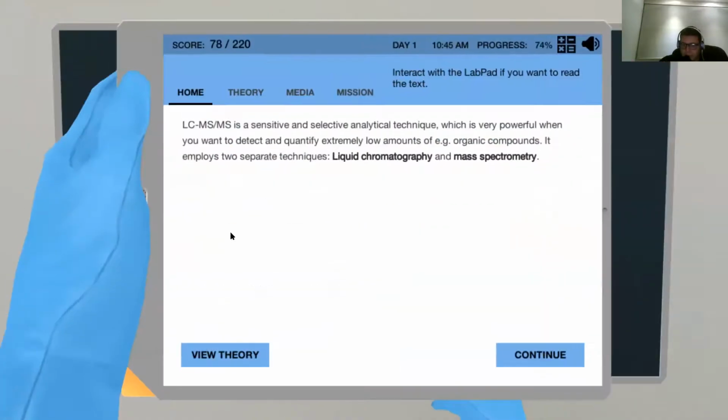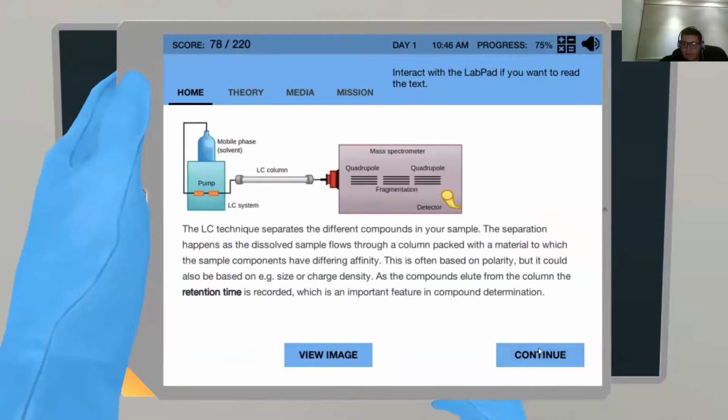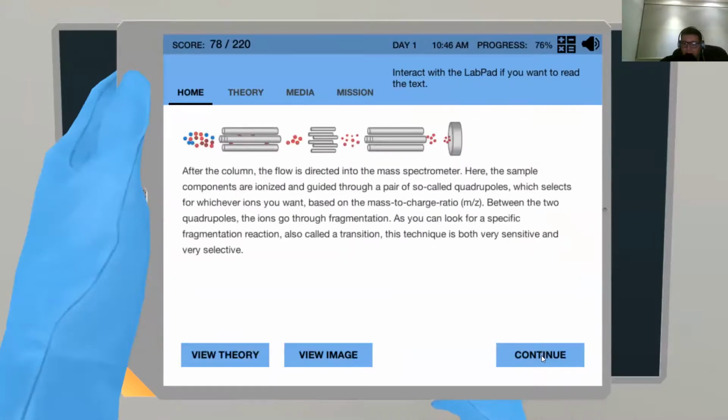Liquid chromatography tandem mass spectrometry is a sensitive and selective analytical technique, which is very powerful when you want to detect and quantify extremely low amounts of e.g. organic compounds. It employs 2 separate techniques. The LC technique separates the different compounds in your sample. The separation happens as the dissolved sample flows through a column packed with a material to which the sample components have differing affinity. After the column, the flow is directed into the mass spectrometer.